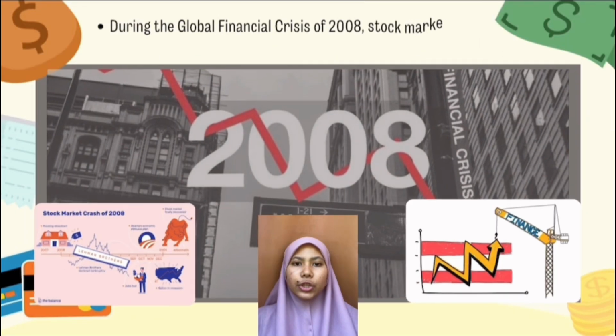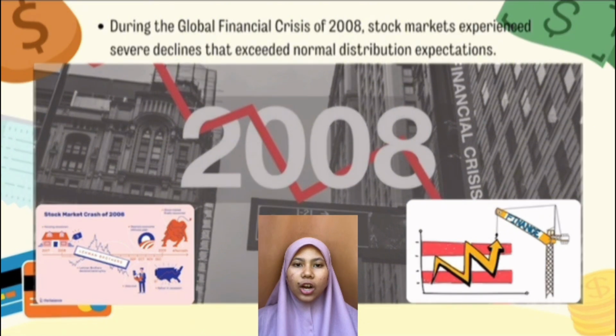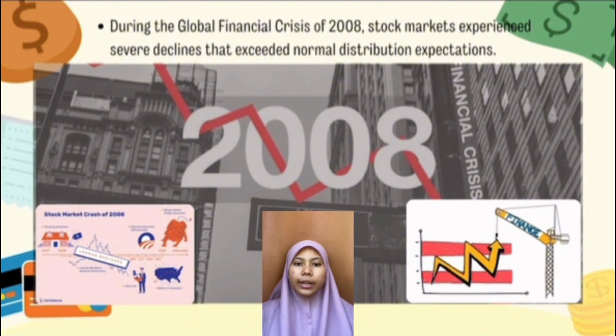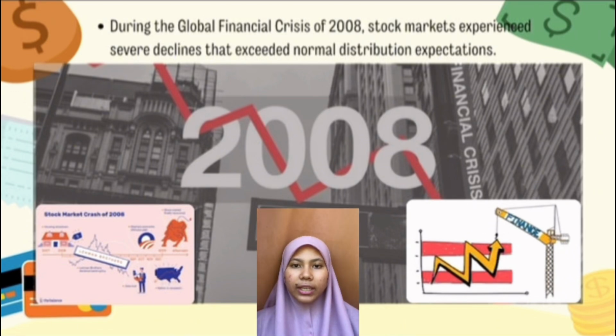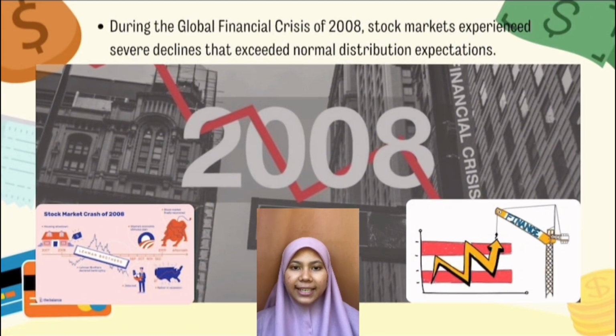A good example is the global financial crisis of 2008. During this period, stock markets around the world experienced severe losses and sharp declines. These losses were significantly large and occurred more frequently than what would normally be expected under a perfect Gaussian distribution. Therefore, although the Gaussian model is useful for estimating average market behavior and everyday risk, it may not accurately capture extreme events. As a result, relying solely on this model can lead to an underestimation of the true level of market risk.